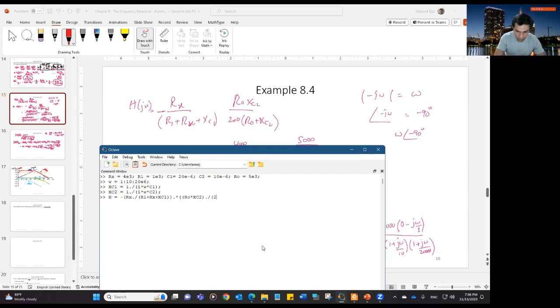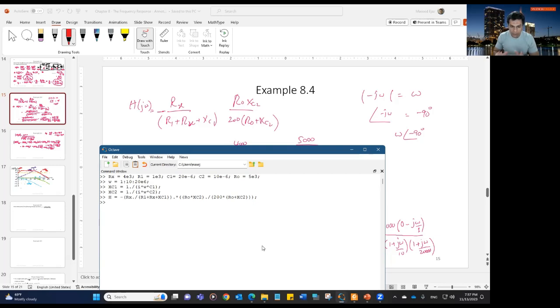Divided by 200 times R out plus XC2. Do I have balanced parentheses? I believe one is missing, right? Yeah, I think so. Starting here, this, and yeah, one is missing. Okay. So this is my H, and I didn't get any error, so hopefully I wrote it correctly.